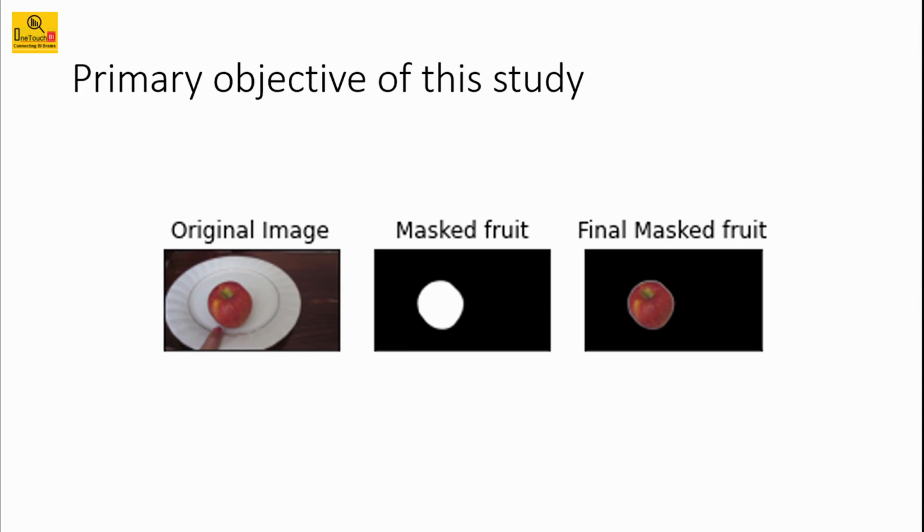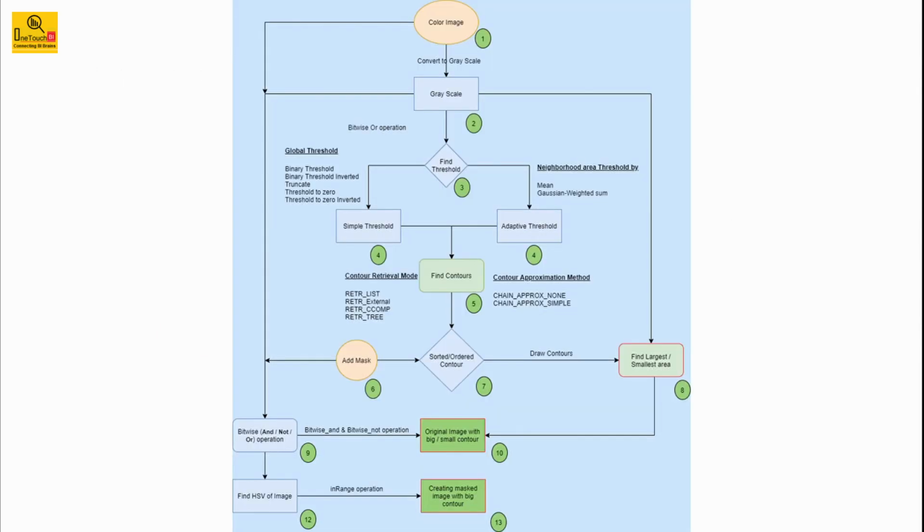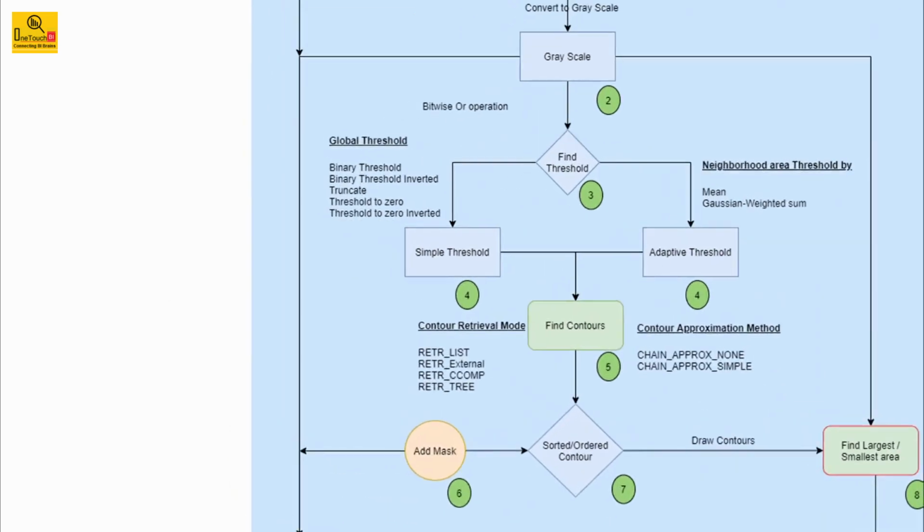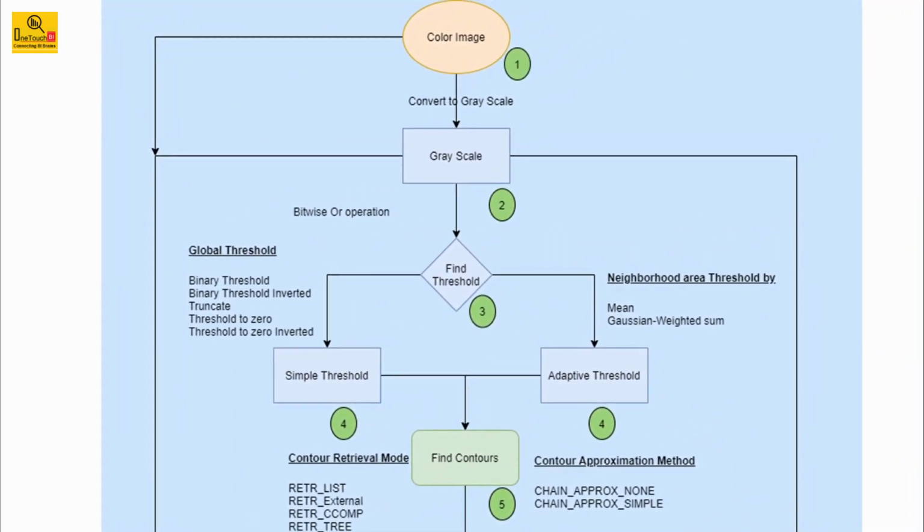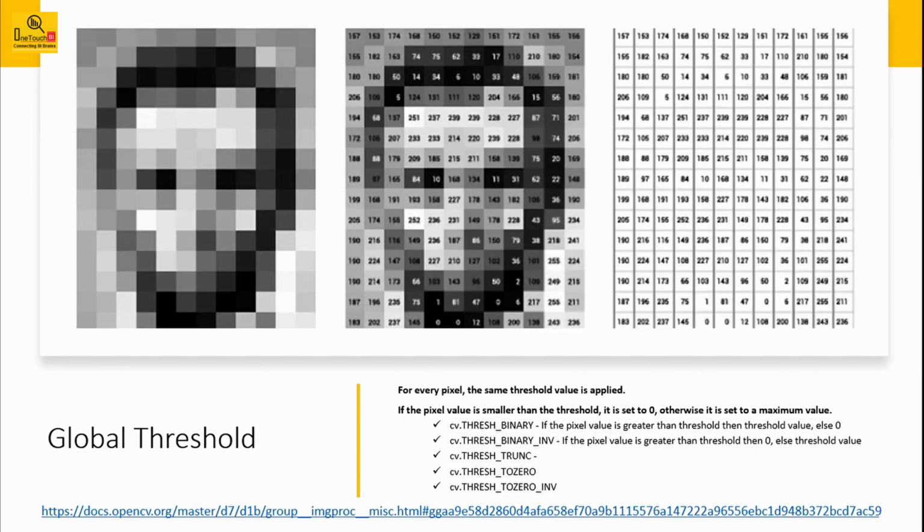This is somewhat challenging. Understanding the nitty-gritties of each and every one of the functions is very critical here. So the approach which we would be taking is that the first thing is we would take an image, convert it into a grayscale image, and then do the global thresholding, which is a simple threshold, and an adaptive threshold. This is the approach we would be taking.